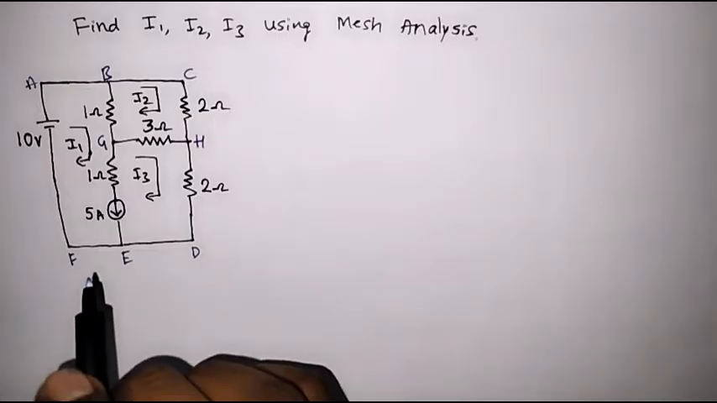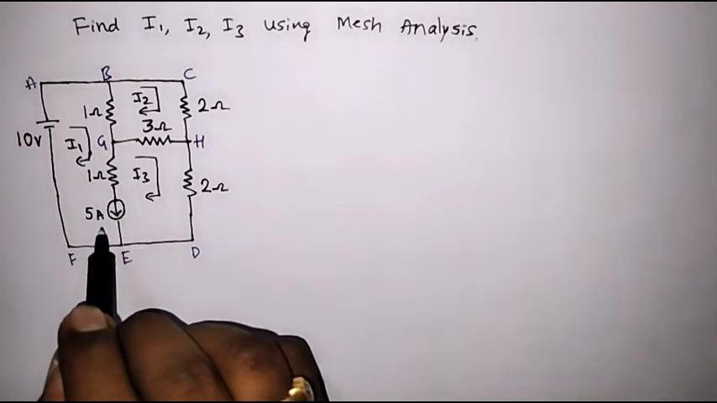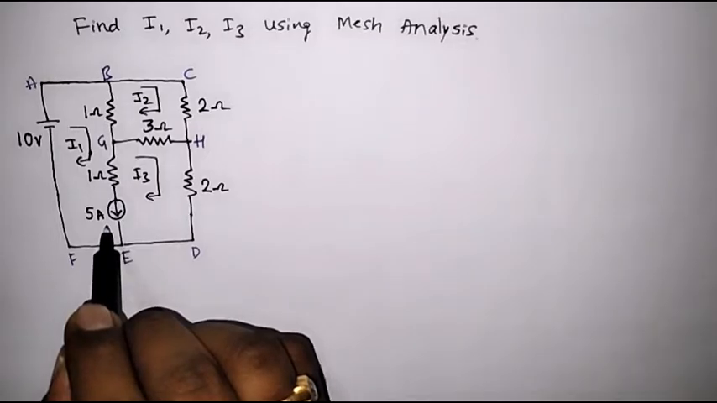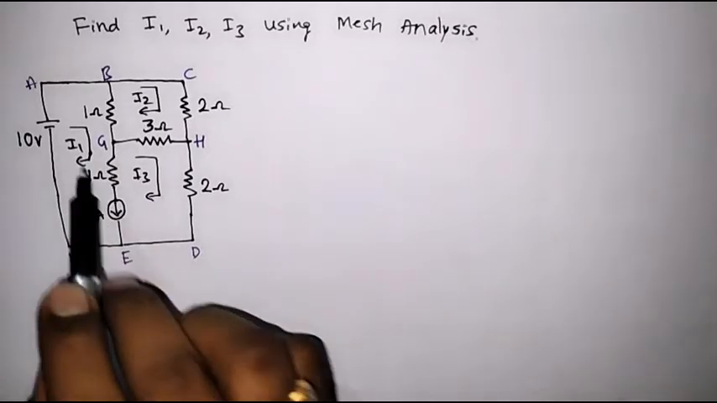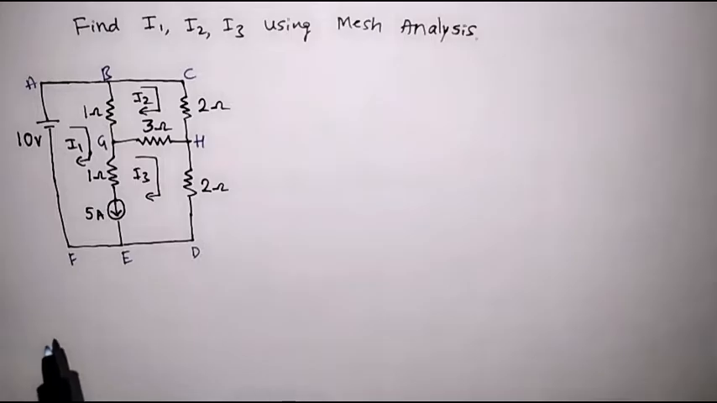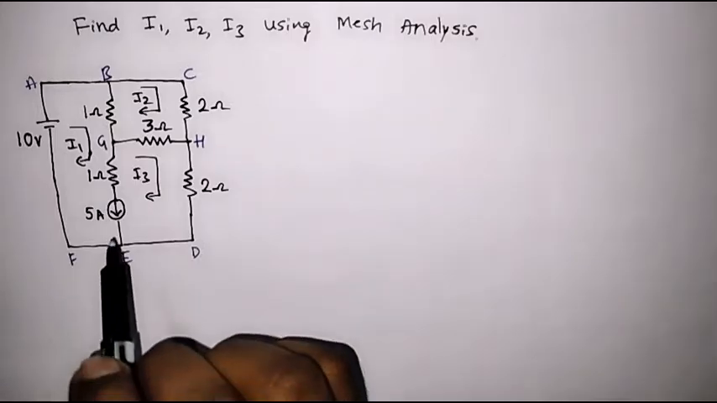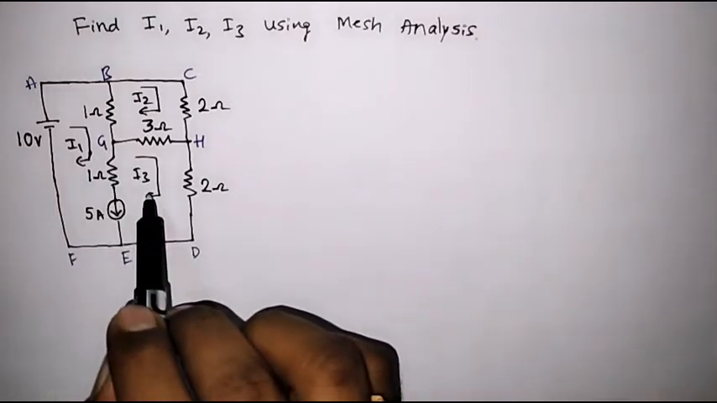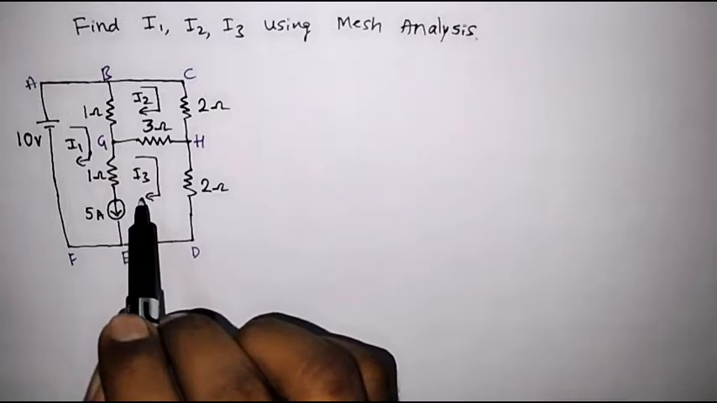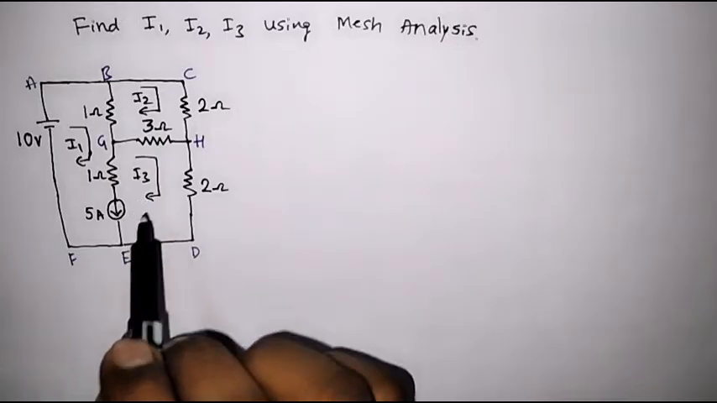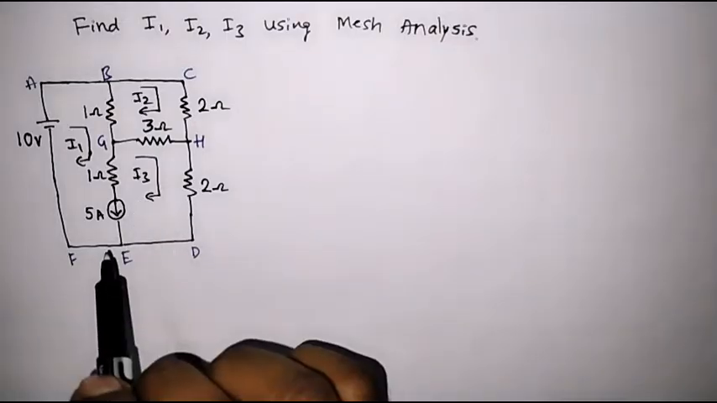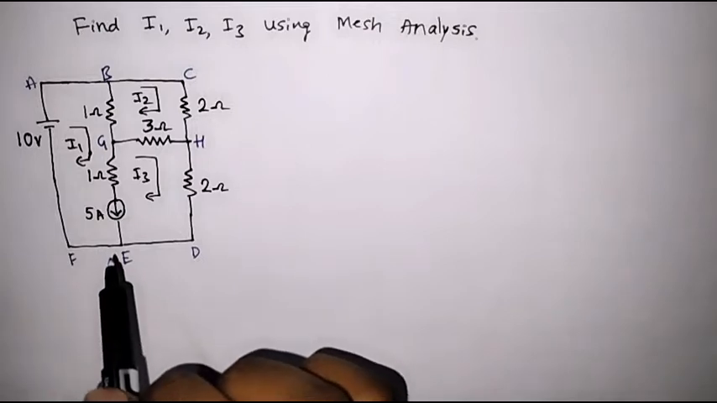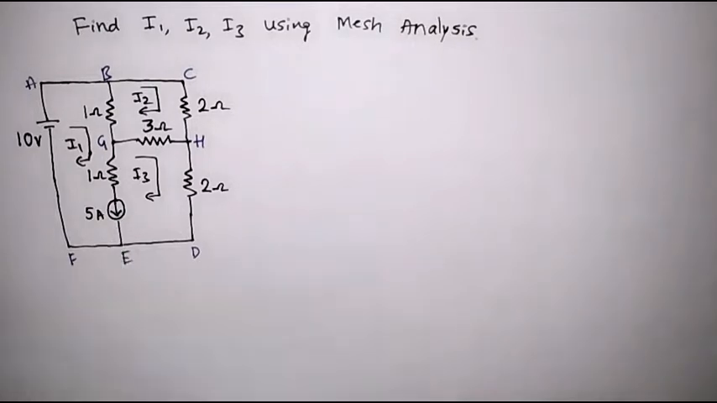Now here we can observe that there is a 5 amp current source between loop I1 and I3. It means that if there is a current source between two loops, we cannot apply KVL, that is Kirchhoff's voltage law. In that case, we are supposed to analyze the current source first.